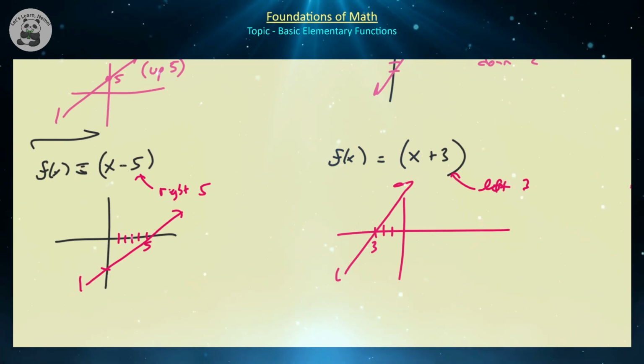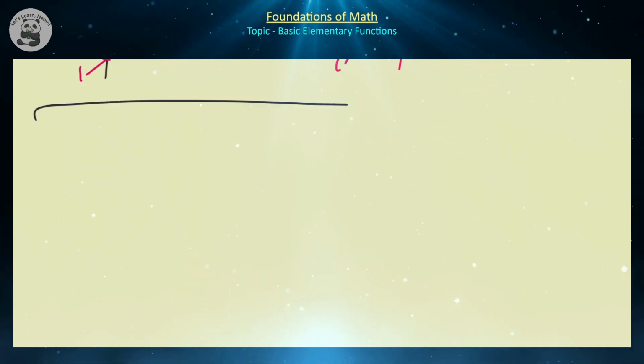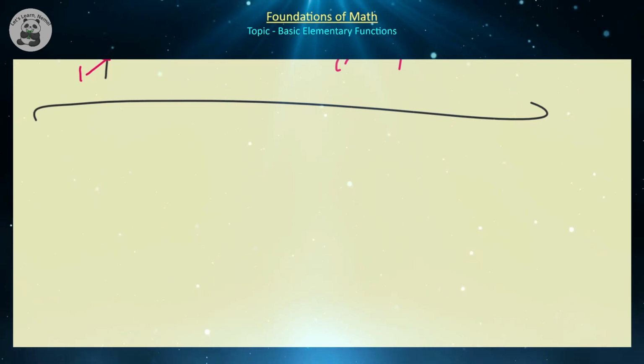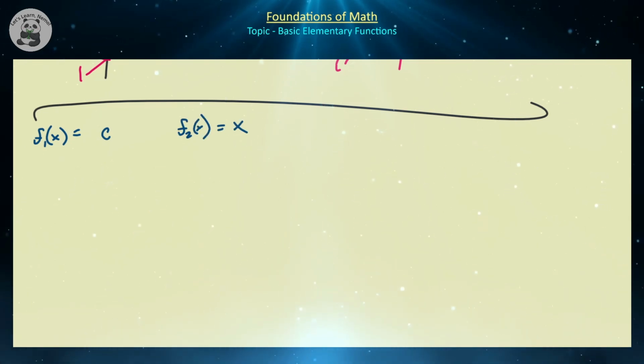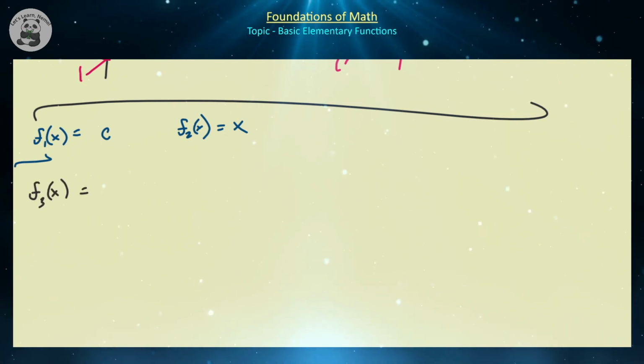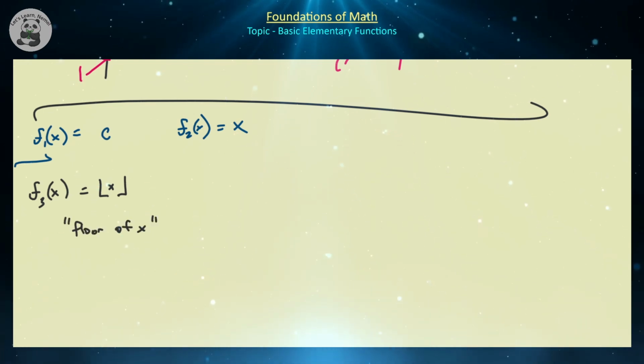Now let's introduce our next elementary function that we want to play with. So let's sort of summarize what we have here so far. We have our constant function f of x is equal to c, and then our identity linear function f of x is equal to x. So let's introduce our next star of the show, and this is going to be equal to the floor of x. So the floor of x. Some people also call this the greatest integer function of x.